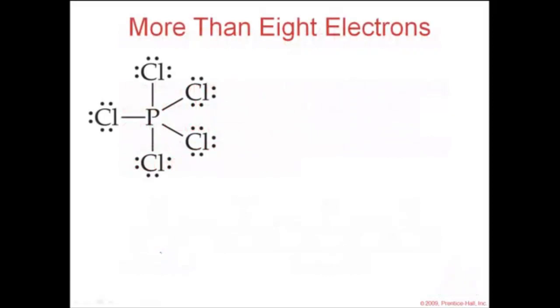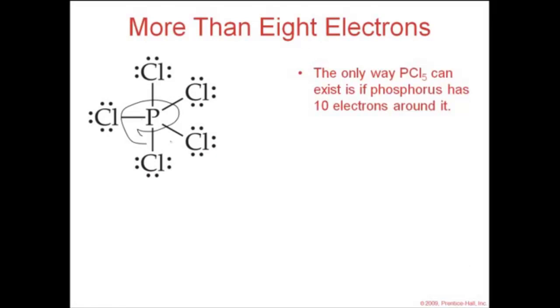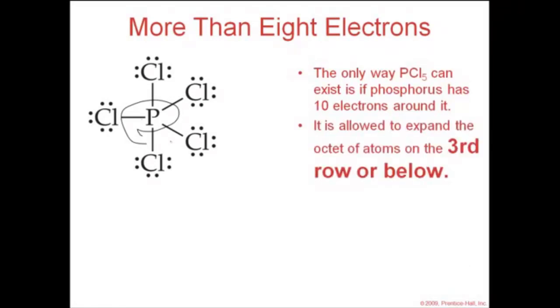And more common is where you have an expanded octet. You have a central atom that ends up with more than 8 electrons, 2, 4, 6, 8, 10. And that does happen more commonly than the other two exceptions. So the only way PCl5 can go together is to have 10 electrons around it.